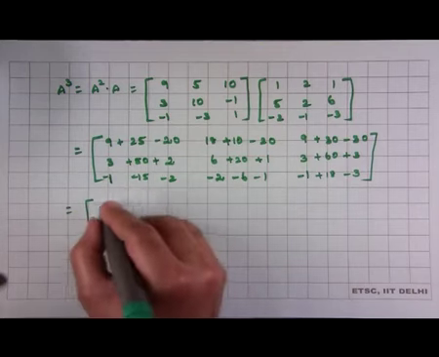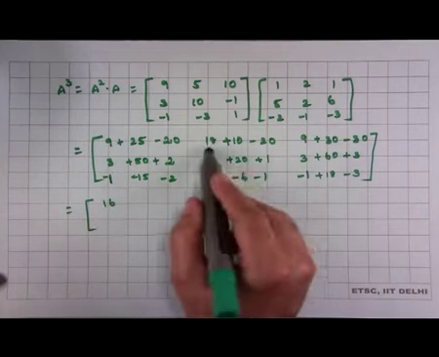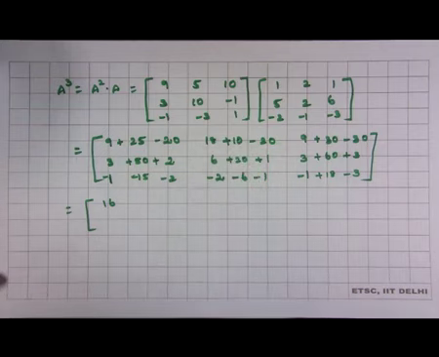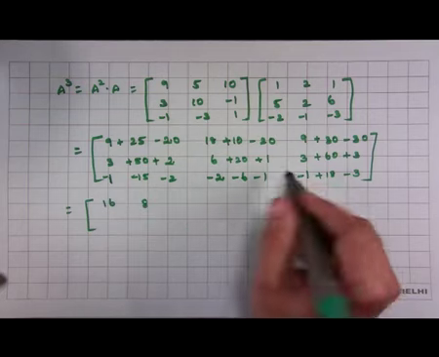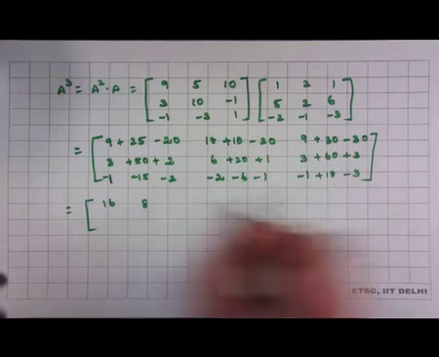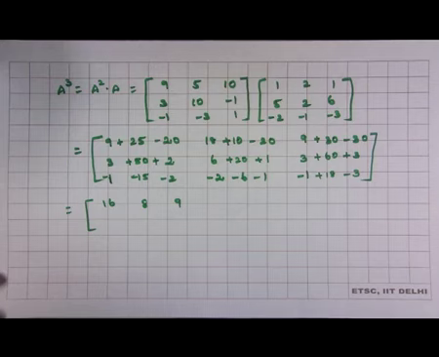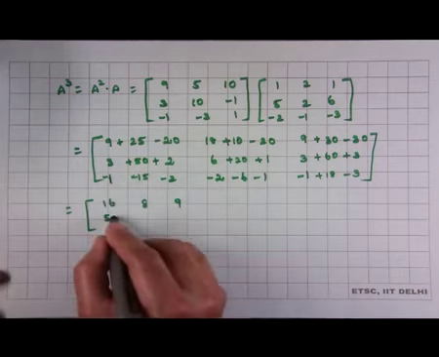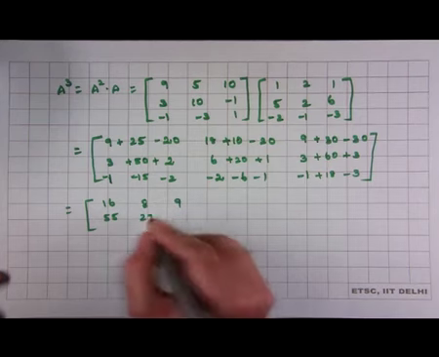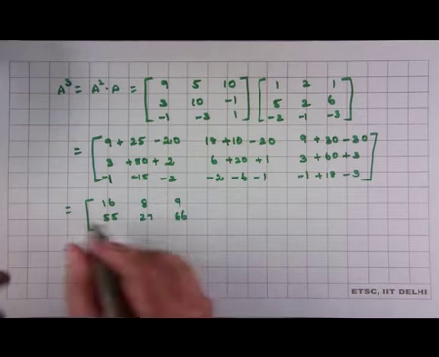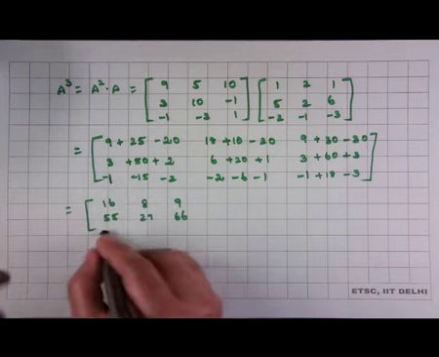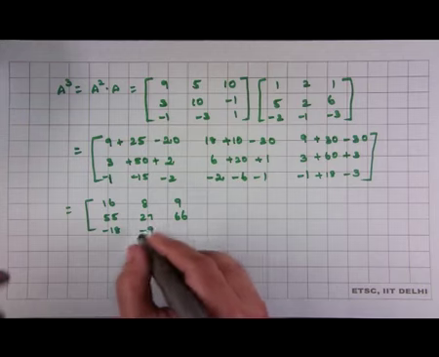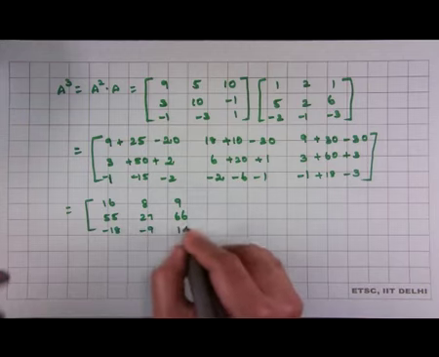36 minus 20, which is 16, 28 minus 20, which is 8, 30 gets cancelled, you have 9, 55, 27, 66, minus 18, minus 9, 14. So this is A cube.